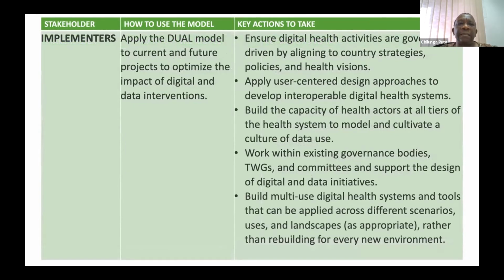Okay, the implementers. For the implementers, we expect to apply the dual model to current and future projects to optimize the impact of digital and data interventions. What critical actions do they need to take? Well, ensure that digital health activities are government-driven by aligning to country strategies, policies, and health visions.